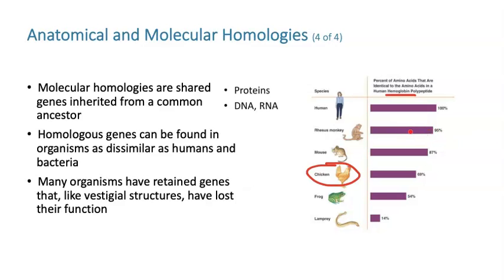95% of their amino acids are exactly the same. In mice, it's 87% compared to humans. In chickens, it's 69%. Frogs have 54% common amino acids with humans, and this lamprey, which is an extremely weird looking fish, still makes hemoglobin, and the amino acid sequence is 14% the same. So we call those molecular homologies. We all have hemoglobin, it's just that hemoglobin varies between the descendants.